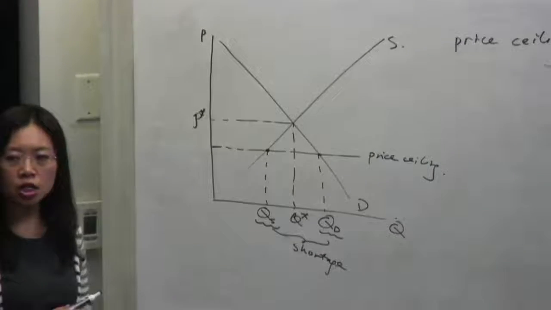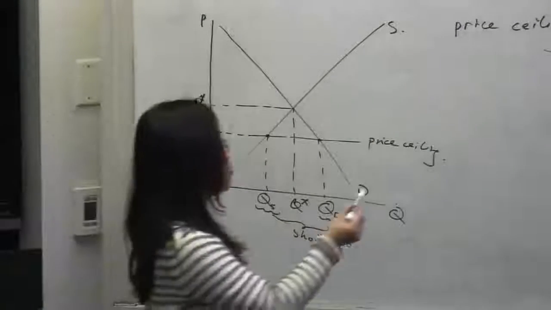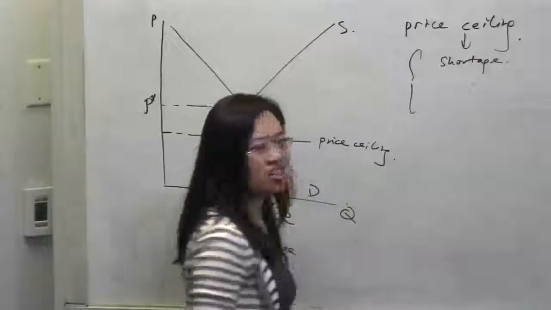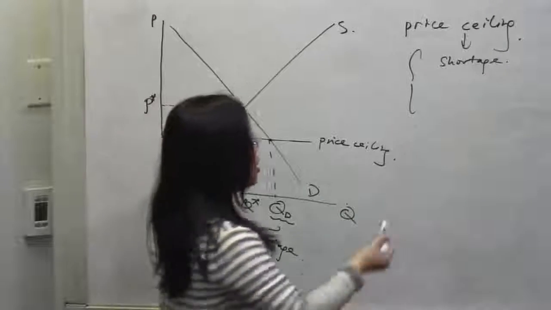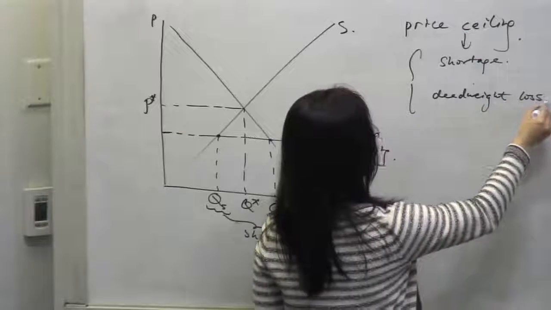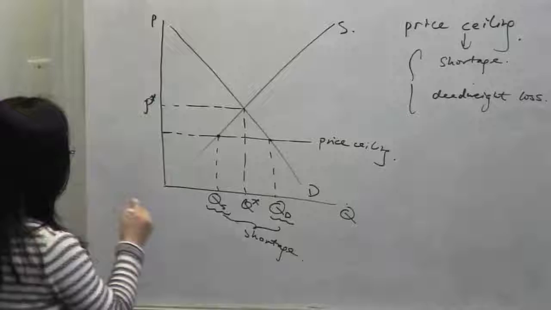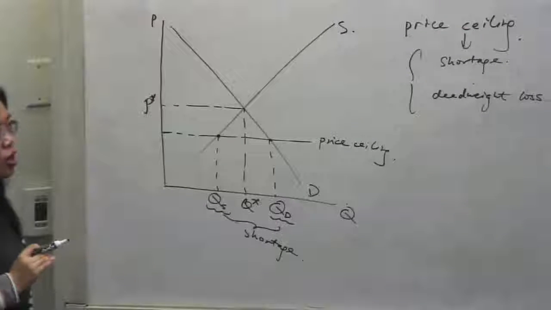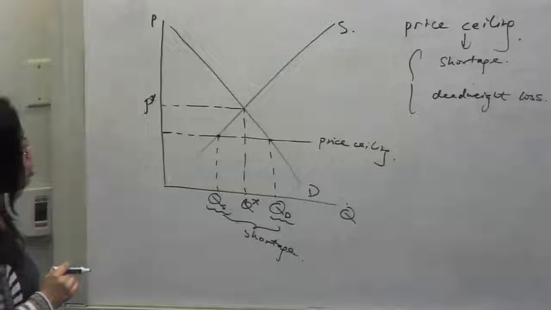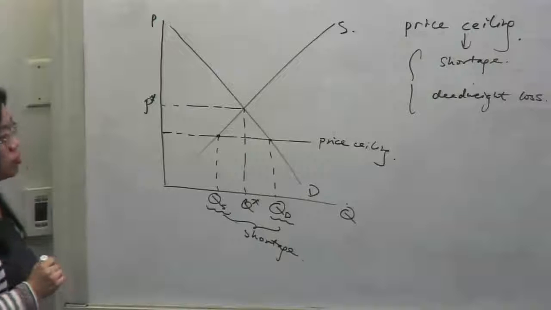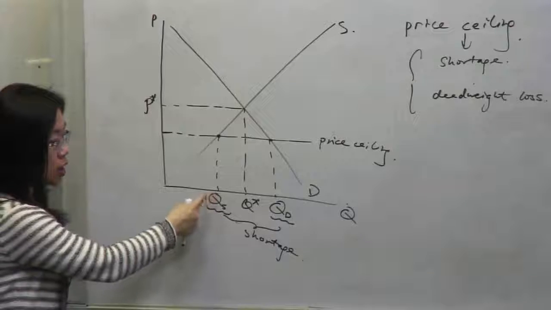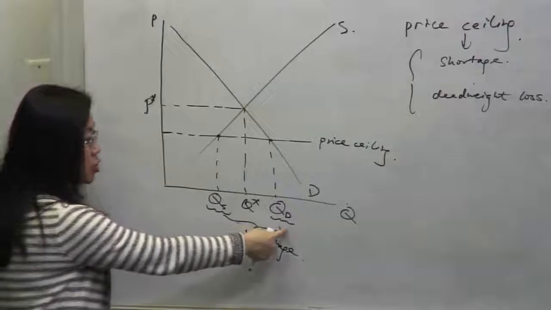But there's another consequence of the price setting. So the first one is shortage. The second one is what? Deadweight loss. So not only is this going to cause a shortage, but this shortage eventually is going to cause a loss of social welfare. Okay. How do we figure out the loss of social welfare? If you think about this quantity here, this quantity is being supplied, but this much quantity is being demanded.